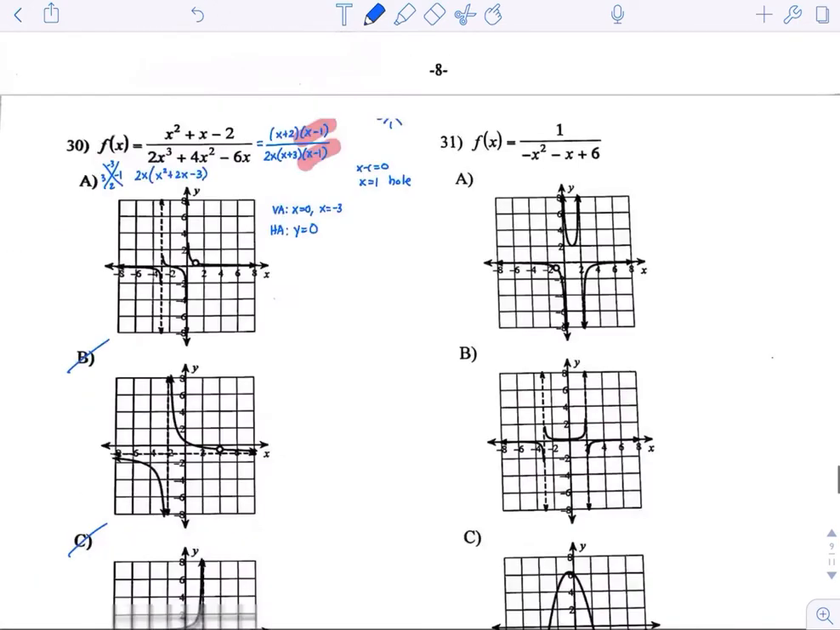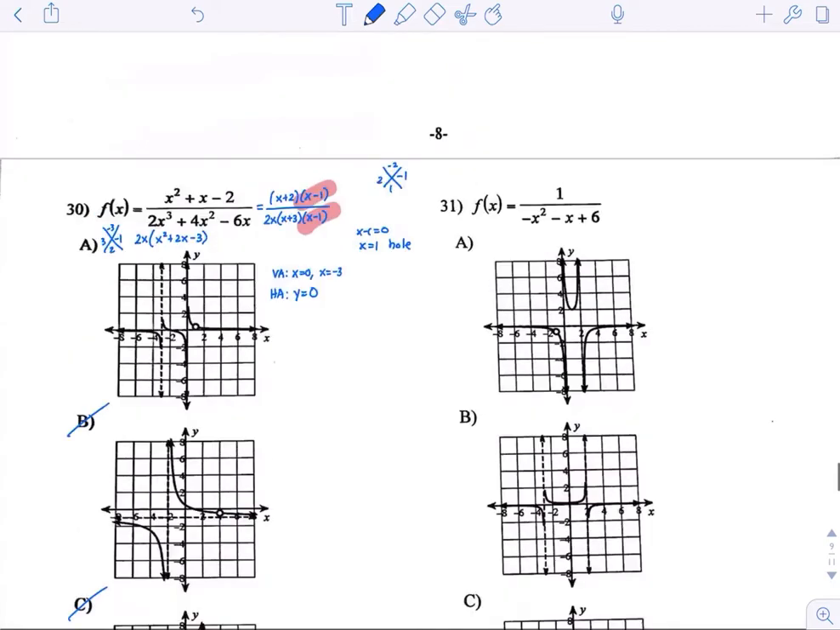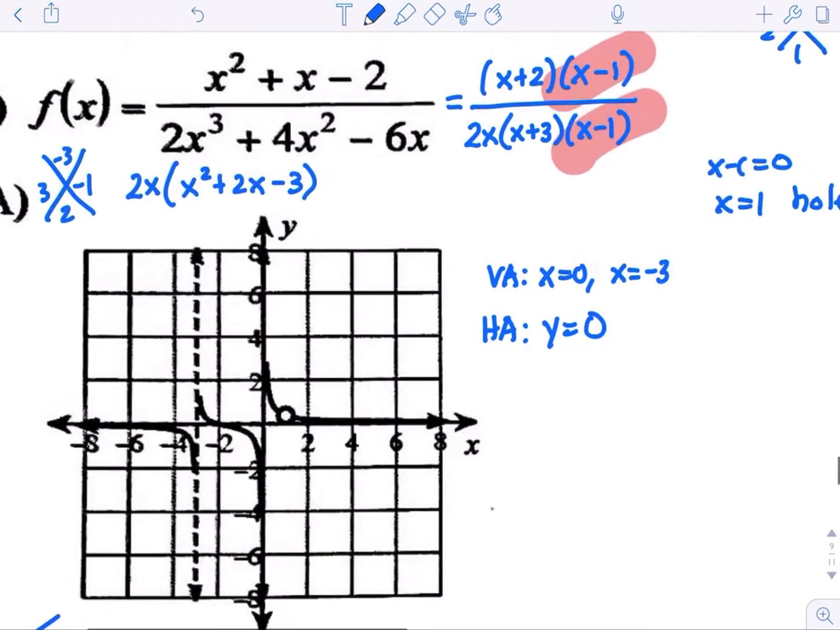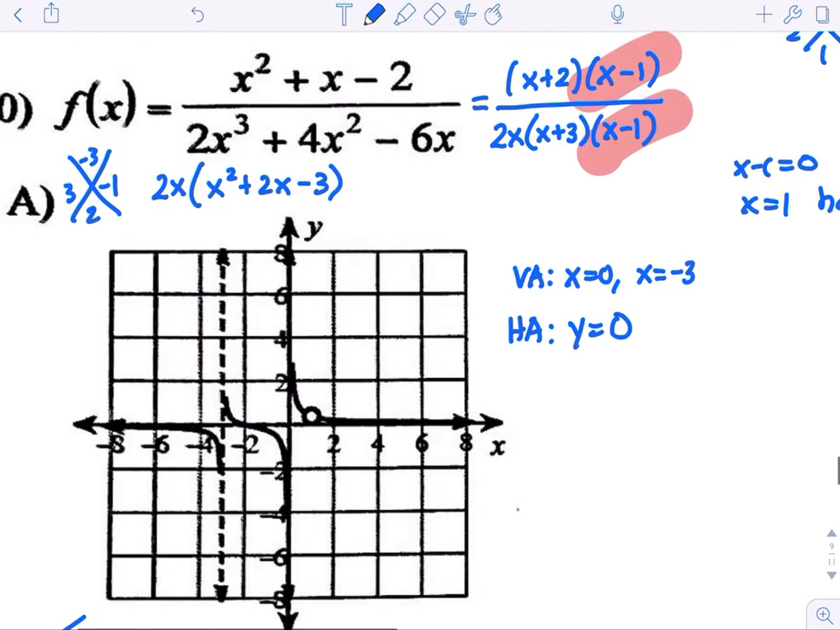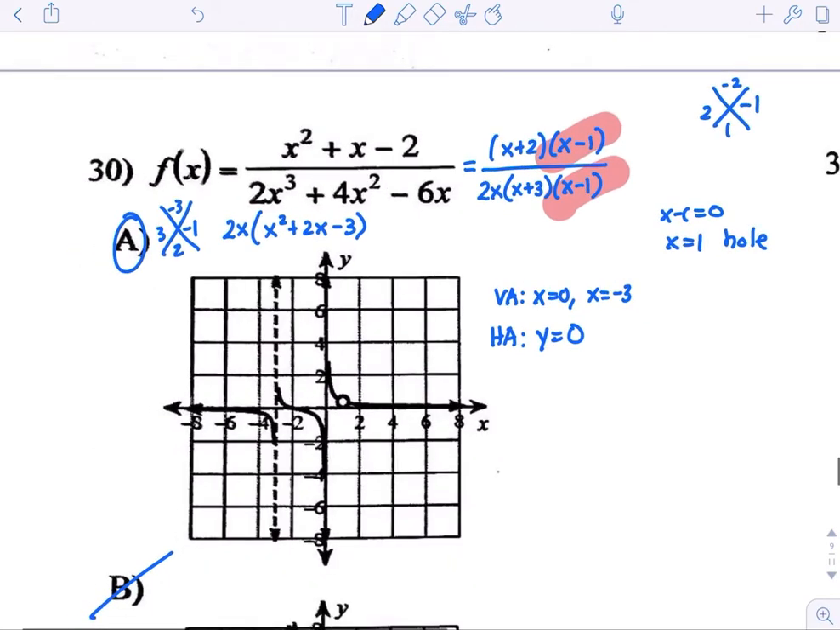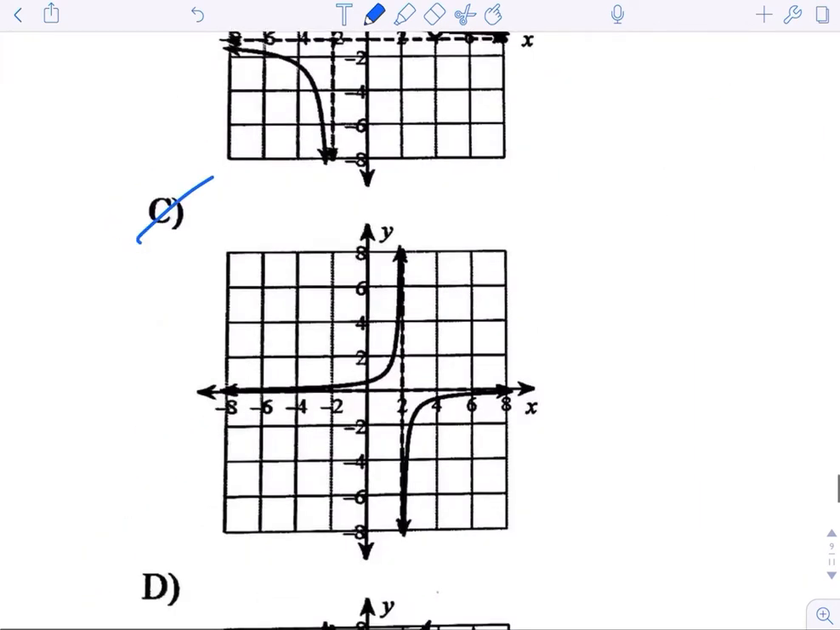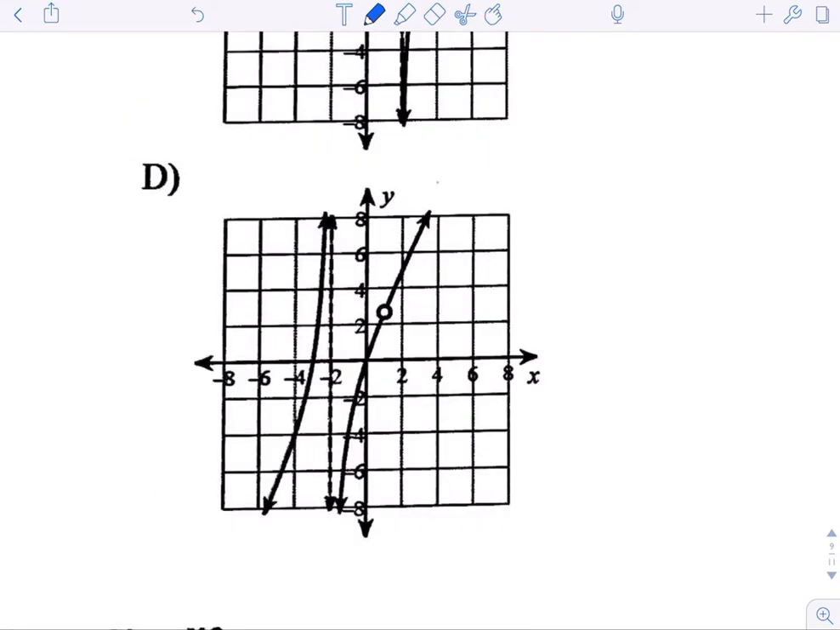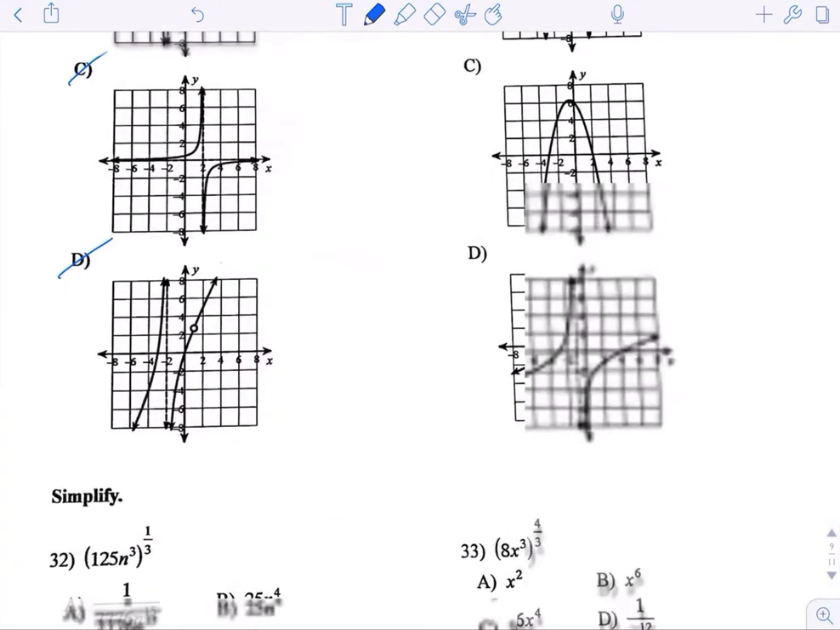Now let's just look for vertical asymptotes at 0 and negative 3. Well, this one has 0 and negative 3. So a good strong hunch that it's probably going to be, oh my gosh, A. And it has a horizontal asymptote at 0. Now if you took a look at D, this one, come on, lag. This one does not have vertical asymptotes at 0 and negative 3, only at negative 2, so it can't be that.